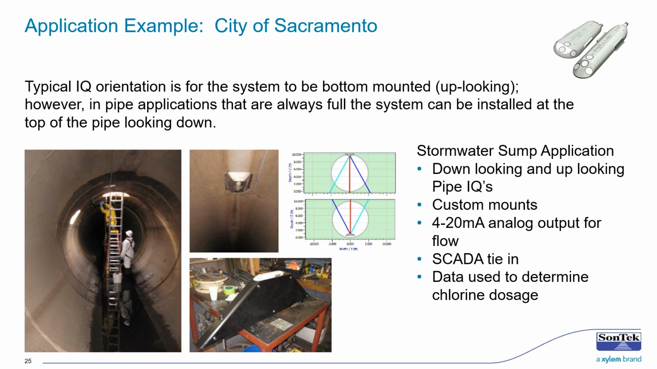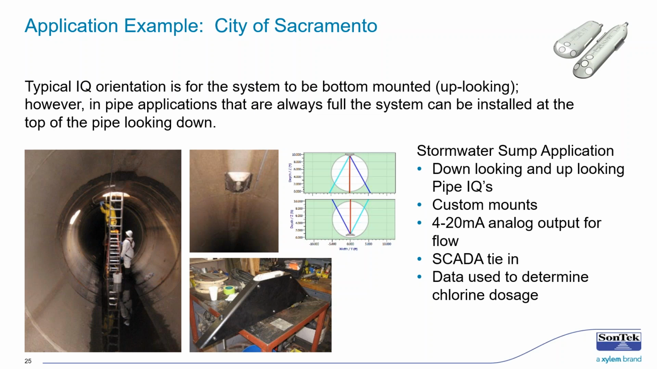And so there are many challenges at this site. Just to set the understanding here, most IQ installations, or most Doppler instruments in general, have a typical orientation of being installed at the bottom of the channel or a pipe looking up. And in the condition that you actually have a full pipe, you can set the instrument at the top of the channel or at the top of a pipe looking down. And in this case, the users actually had to do both for good reasons.